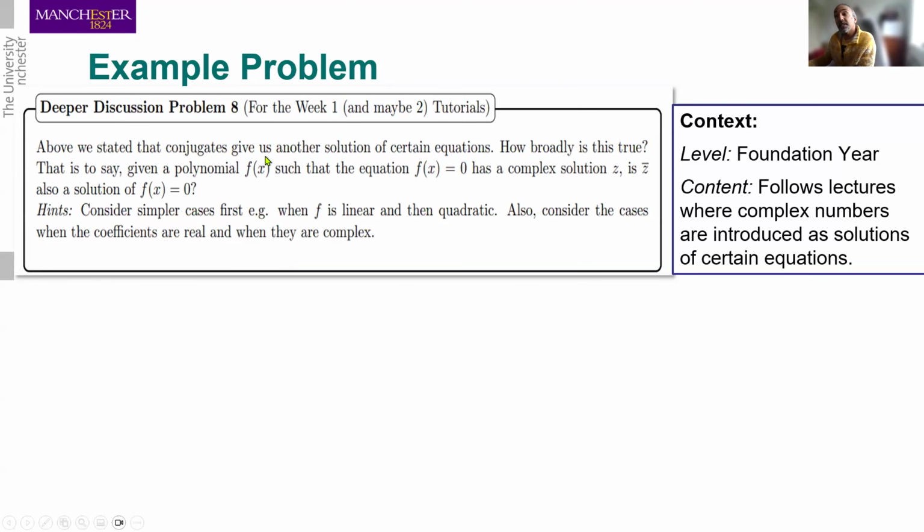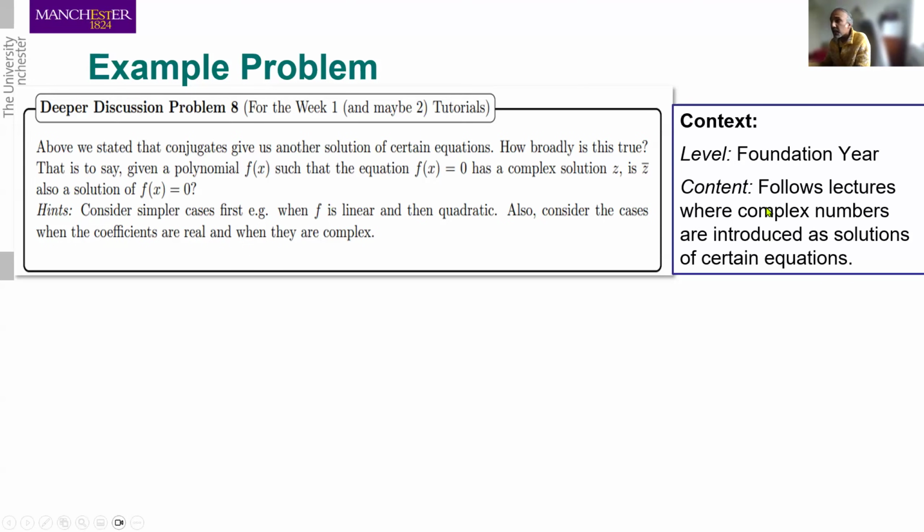that complex conjugates give us another solution of certain equations. So the equation was a quadratic equation with real coefficients, a quadratic polynomial equation, right? And the question is, how broadly is this true? That is to say, given a polynomial f of x such that f of x equals 0 has a complex solution, is the conjugate a solution of that equation as well? And then there's a hint.